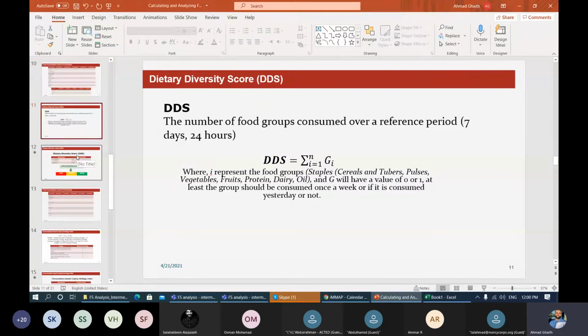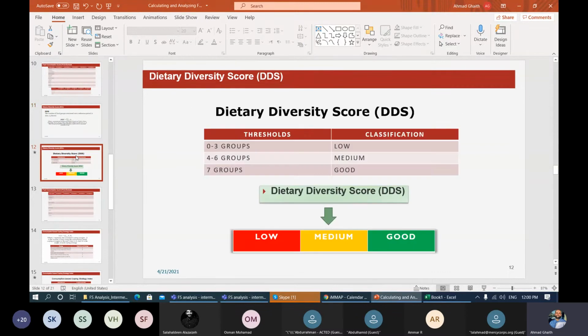So I guess that's basically the dietary diversity score. We're not going to take too long because we want to get to other stuff. But if anybody has any questions about that, feel free to ask.